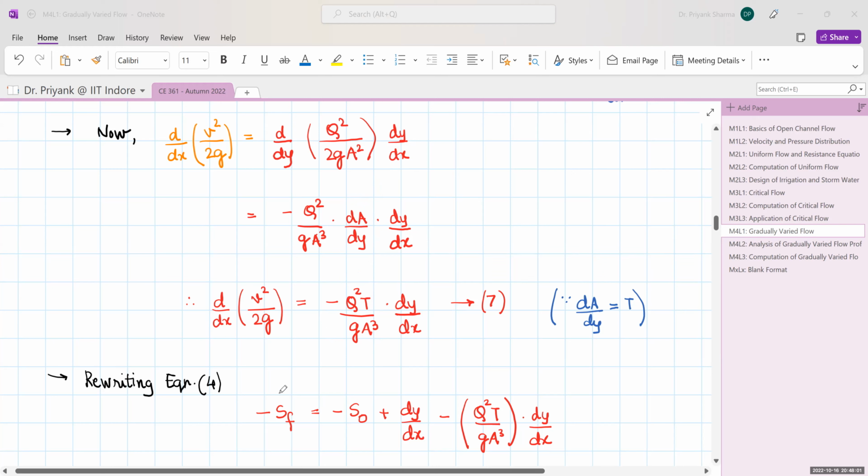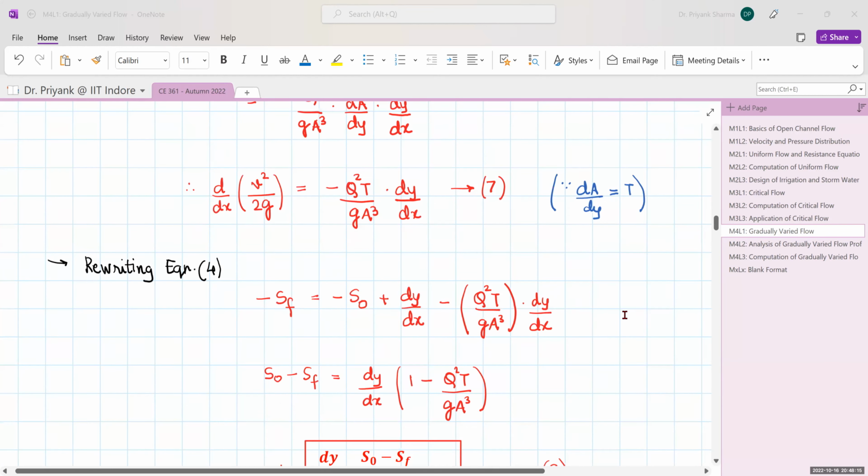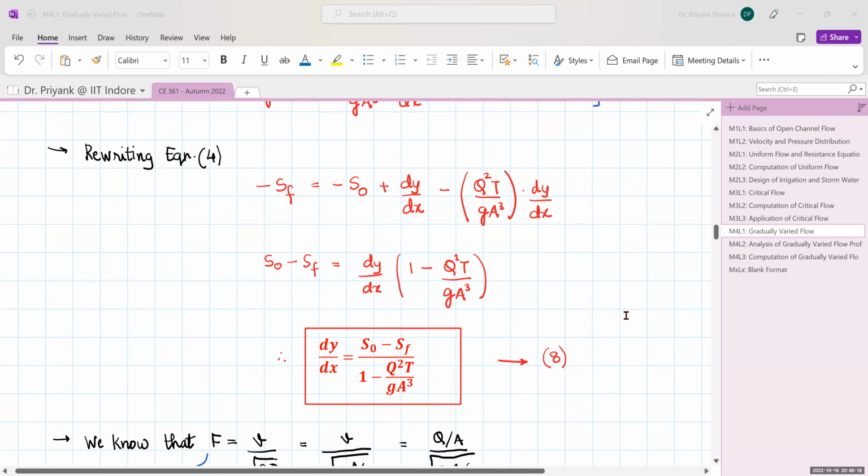So this dH by dx was minus SF, dz by dx was minus S naught, dy by dx as it is, and this d by dx of V square by 2g comes into picture. So let us take S naught to the LHS. S naught minus SF, dy by dx is common, 1 minus Q square T upon gA cube, and dy by dx is equal to S naught minus SF upon 1 minus Q square T upon gA cube, and this is the governing equation of gradually varied flow.